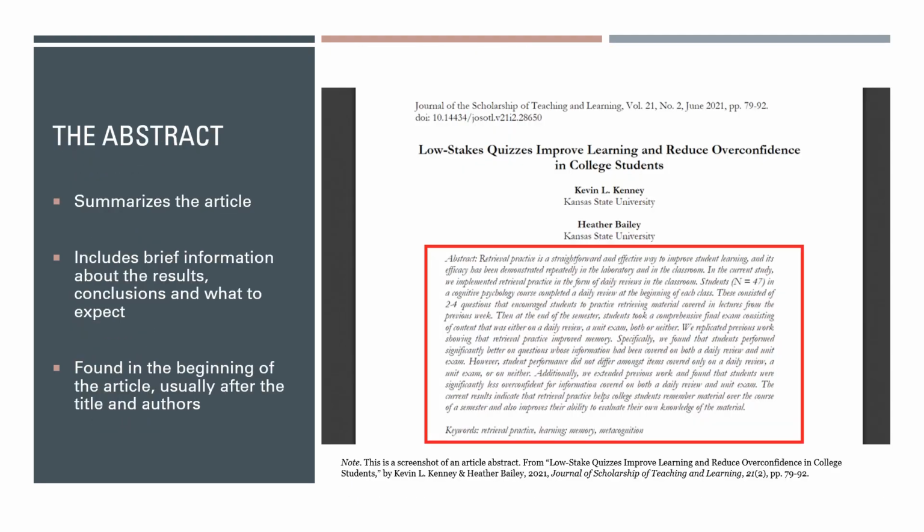The abstract can be considered the summary of the article. In it, you'll typically find information about what's in the article and the results and conclusions that the authors discovered or came to. Usually, it's found at the beginning of the article, after the title and authors. The abstract is helpful because it can give you insight into what the article is about, which allows you to deduce whether the article will be helpful for your research assignment.